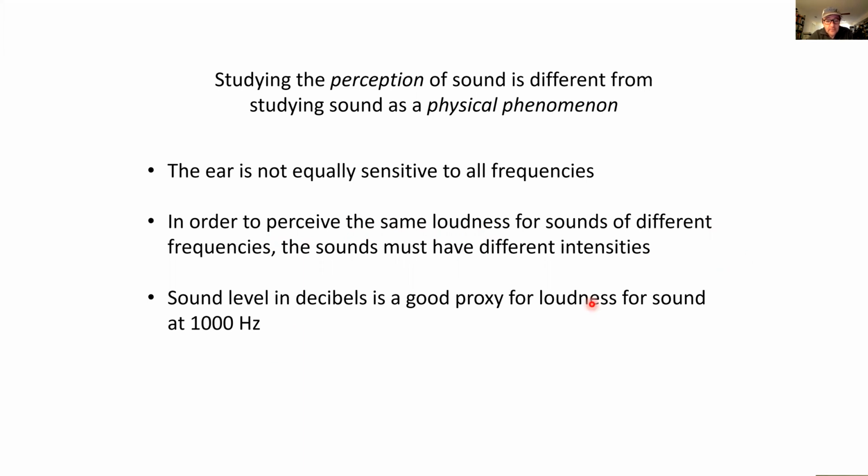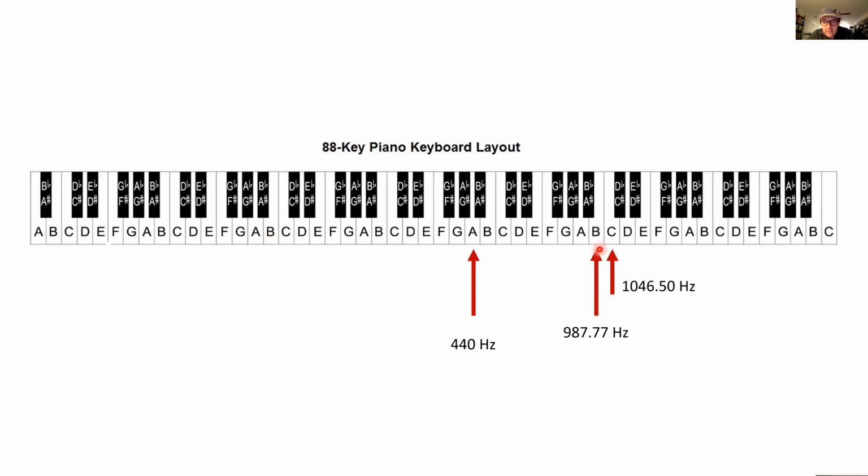Okay, up till now, we've been using sound level in decibels as a good proxy for loudness of a sound. And that works quite well at 1,000 hertz, as you'll see shortly. So 1,000 hertz is sort of the reference frequency. Where's 1,000 hertz, by the way? It's in between this B and this C on a standard piano keyboard. Right, this B is 987.7, that C is 1,046. Somewhere in between there is 1,000 hertz.